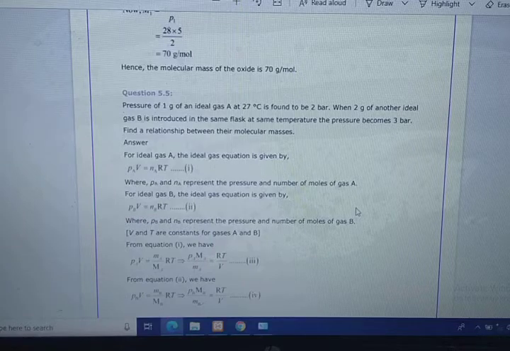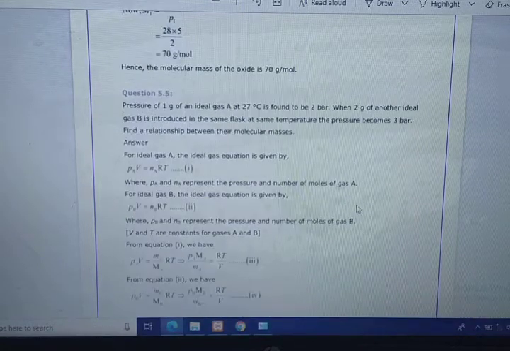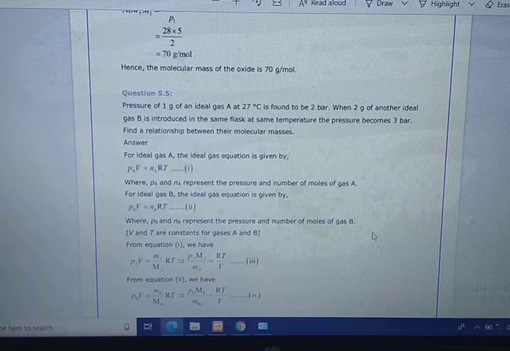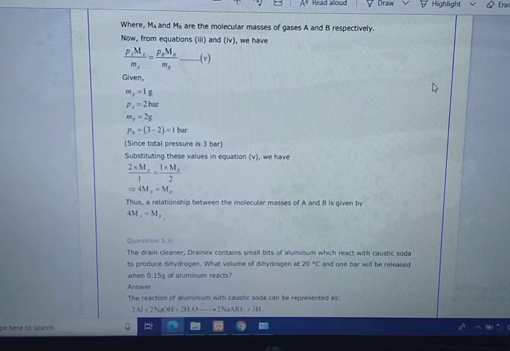From the second equation, we have PBV = (mB/MB)RT, and you can see here PB/... that is, PB MB/mB = RT/V, where MA and MB are the molecular masses of the gases A and B respectively. From the third and fourth equations, we have PA/MA = PB MB/MB.